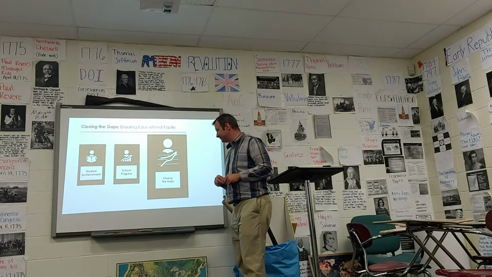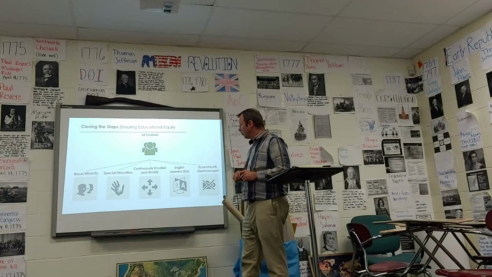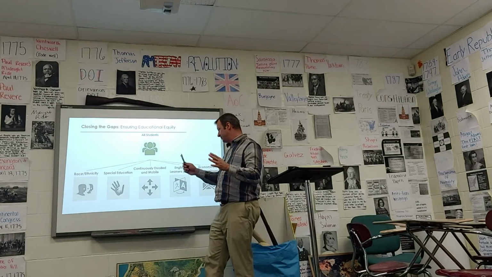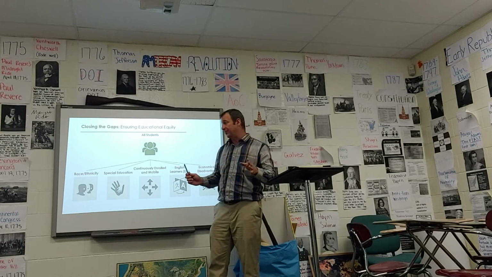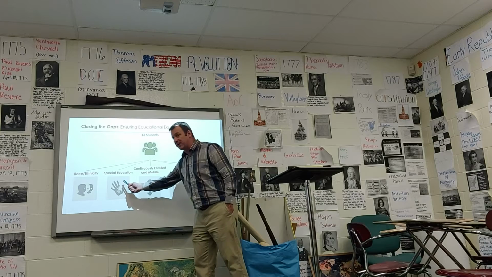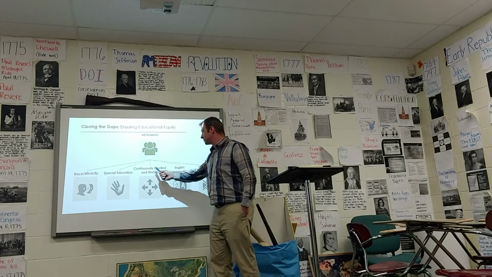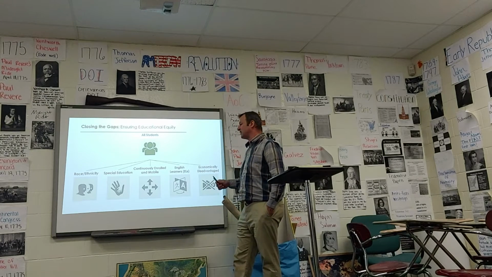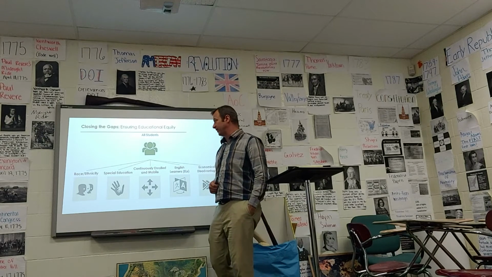Next slide, please, sir. Okay, so for closing the gaps, the state of Texas looks at five subpopulation groups. One is race and ethnicity. Another is special education, continuously enrolled and mobile, English learners, and economically disadvantaged.